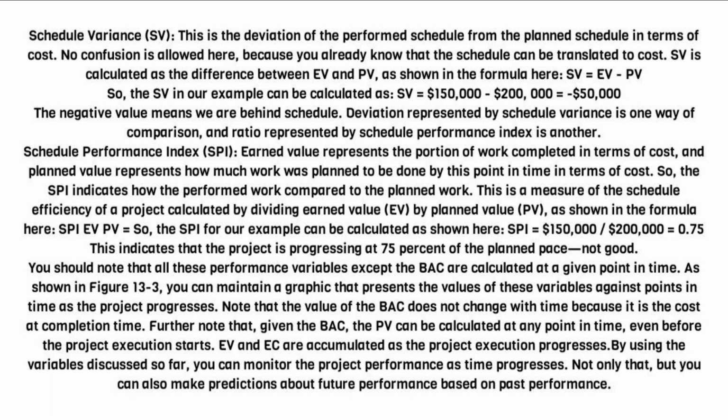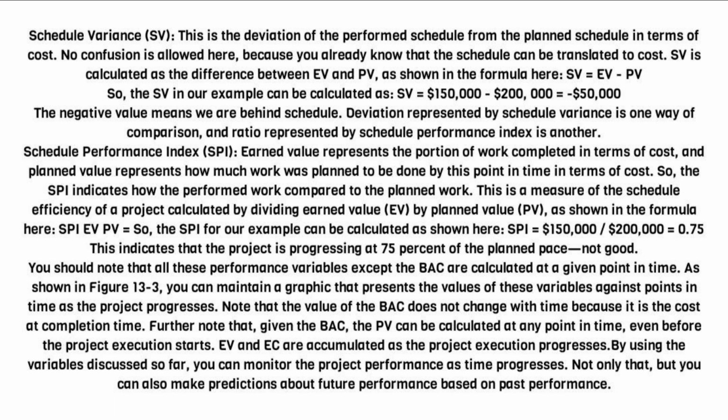Schedule variance, SV. This is the deviation of the performed schedule from the planned schedule in terms of cost. No confusion is allowed here, because you already know that the schedule can be translated to cost. SV is calculated as the difference between EV and PV, as shown in the formula here. SV equals EV minus PV. So, the SV in our example can be calculated as SV equals $150,000 minus $200,000 equals minus $50,000. The negative value means we are behind schedule.